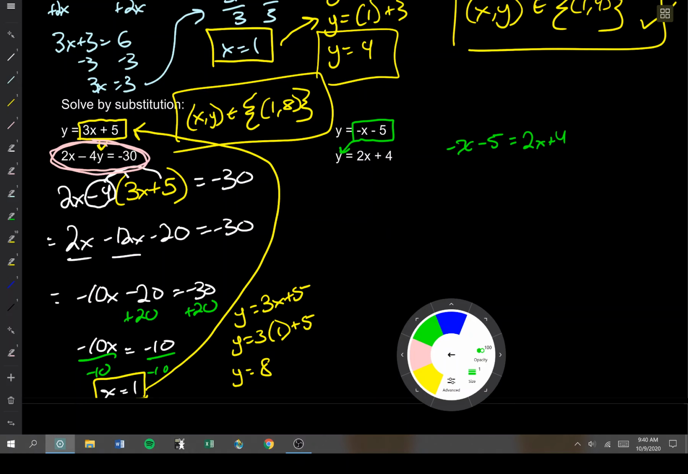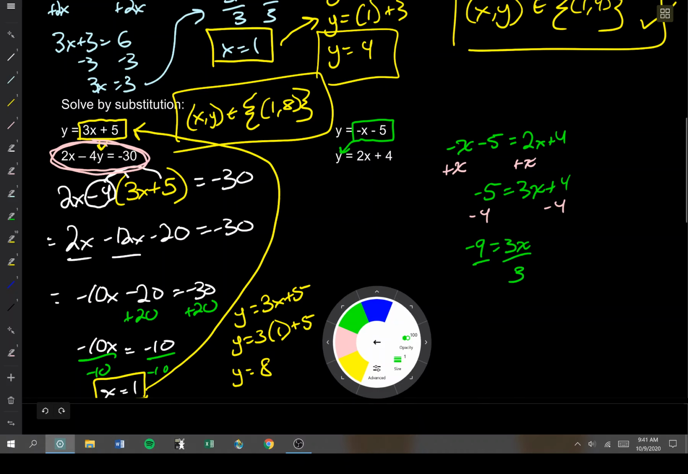In general, the best plan when you're trying to solve with variables on opposite sides is to move whichever one is less. So I'm going to add x to both sides because negative 1, this is negative 1 right here, negative 1 is less than 2. That just guarantees I'll have a positive x instead of a negative x. That's all that does. Okay, next subtract the 4 from both sides. And we get negative 9 equals 3x. Divide both sides by 3. And we get that negative 3 equals x.